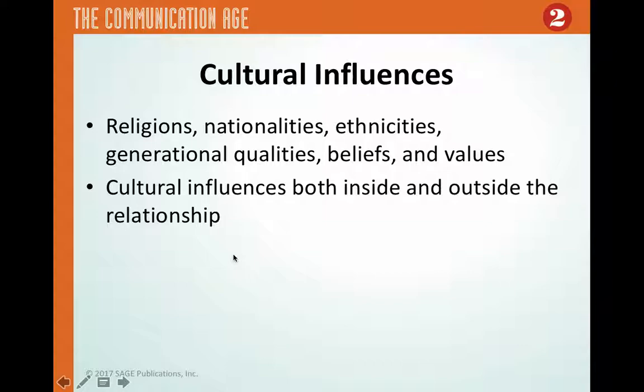And then finally, there are always cultural influences in our relationships. There's background, religions, nationalities, ethnicities, generational qualities, beliefs, and values. All these things influence the inside and the outside of our relationship, both the ways that you and your partner think, do, and act, and what you value and have strong opinions about. That happens internally, and then there are external forces that influence our relationships based on culture as well. So it's important to be aware that culture is always playing a role in communication, and a significant role in interpersonal relationships as well.